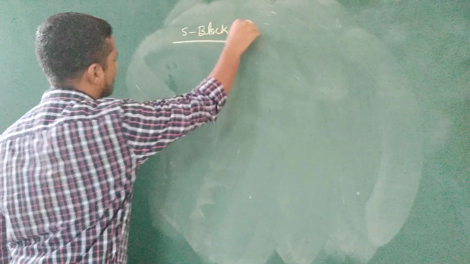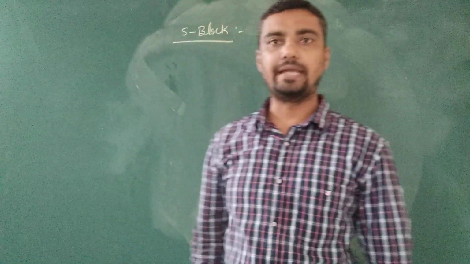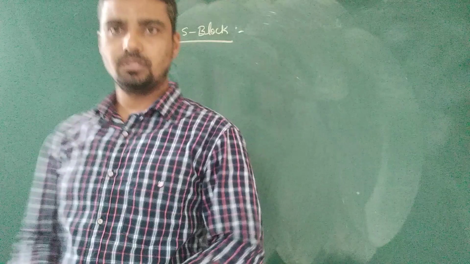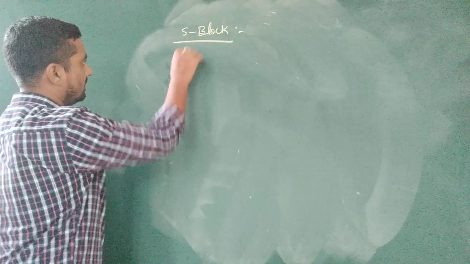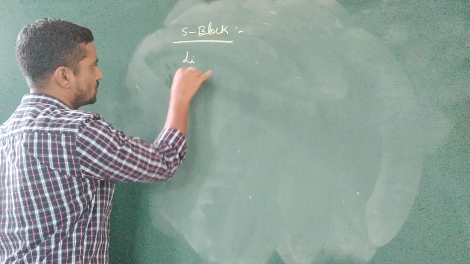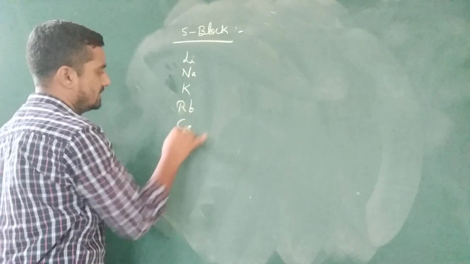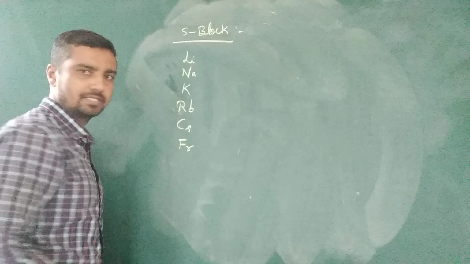S block elements will be a separate chapter by itself, where you will study them in detail. We already know that group 1 and group 2 elements belong to the S block. Group 1 consists of lithium, sodium, potassium, rubidium, cesium, and francium.